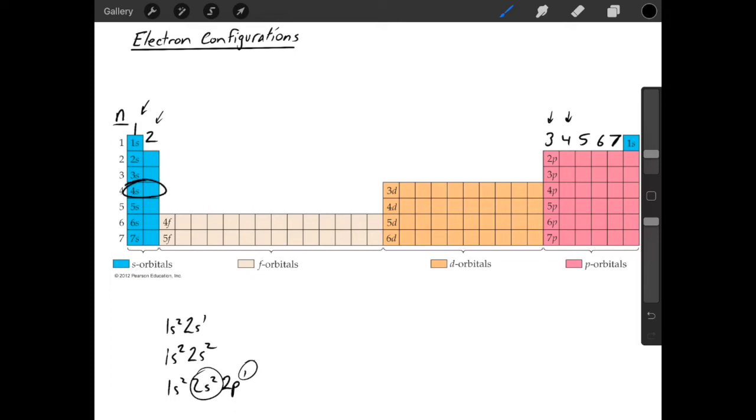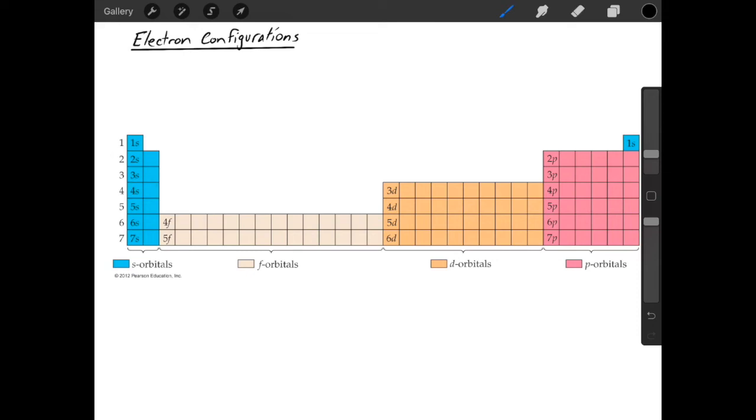If you go all the way down to row 4, potassium is going to have 1 electron in its valence shell. Calcium is going to have 2 electrons in its valence shell. And gallium is going to have 3 electrons in its valence shell, and so on.